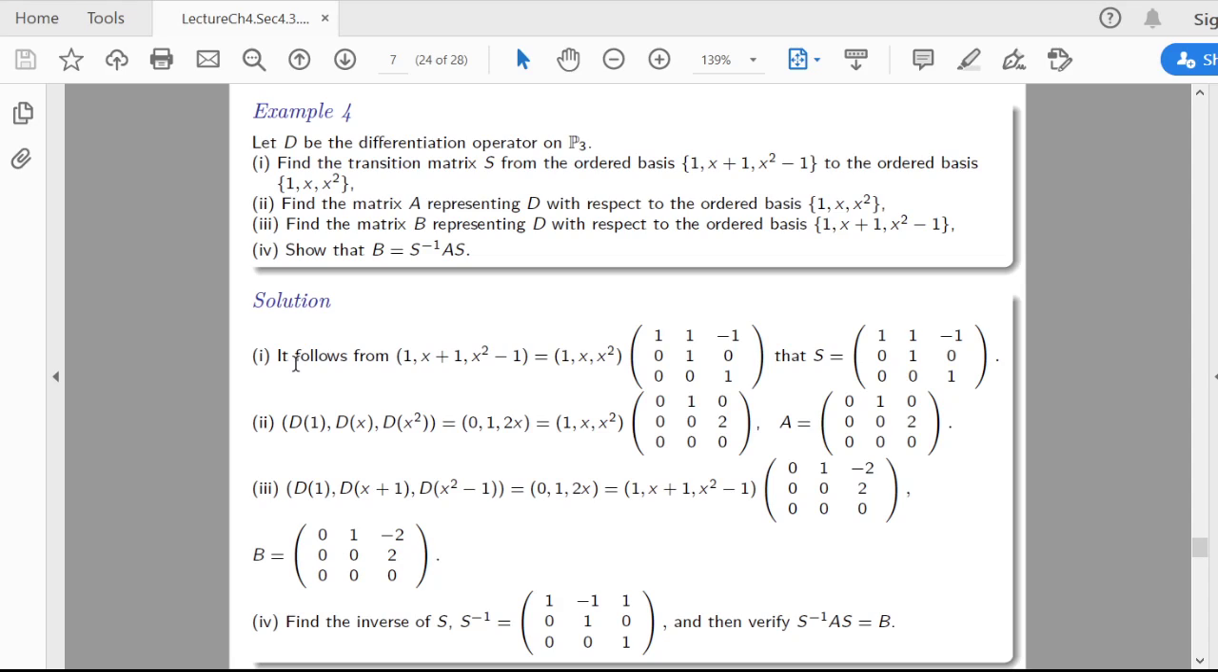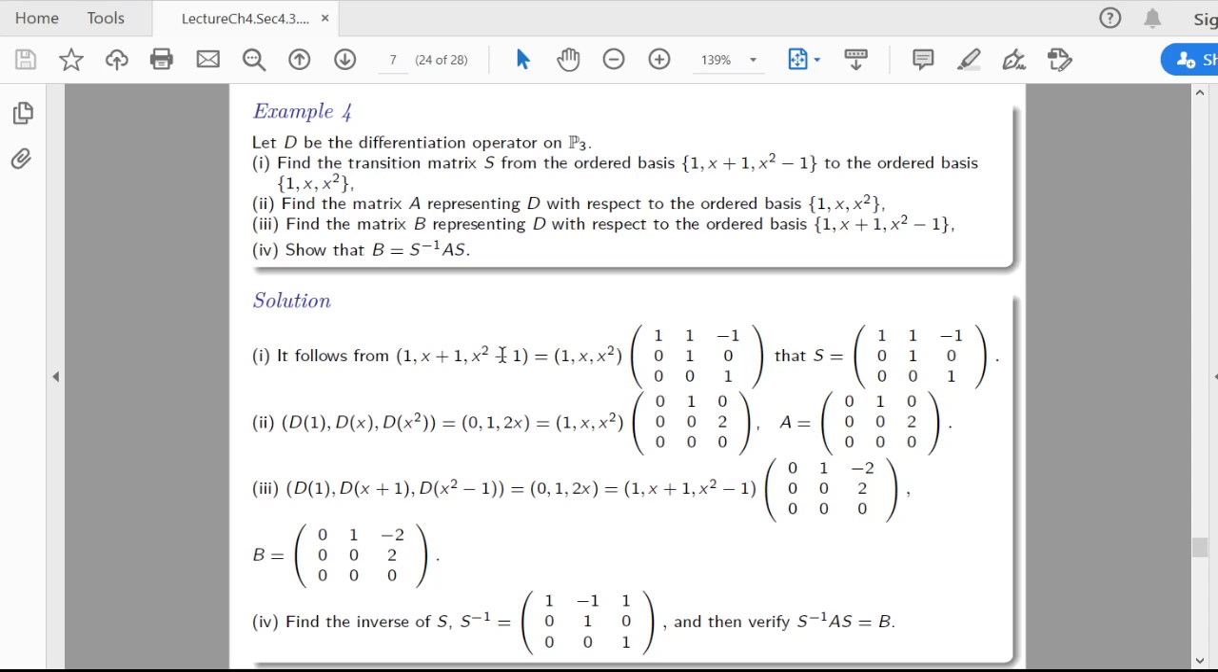Here, for the first part, we can show 1, x plus 1, x squared minus 1 equals 1, x, x squared, then multiplied by this matrix. Why? You can say this. 1 equals what? 1 equals 1 times 1, x times 0 plus x squared times 0. So that's this column. Then look at the x plus 1. X plus 1, we can write it down. That's 1 times 1, then plus x times x, then x squared times 0. So that gives us the second column.